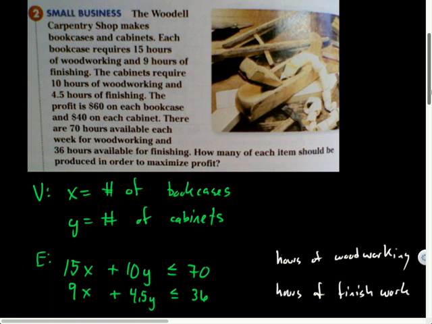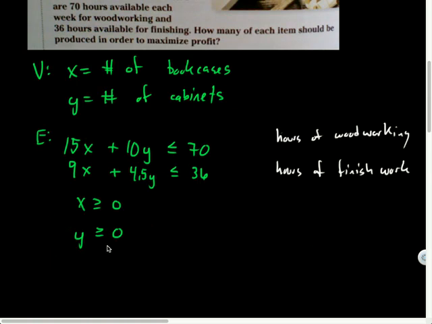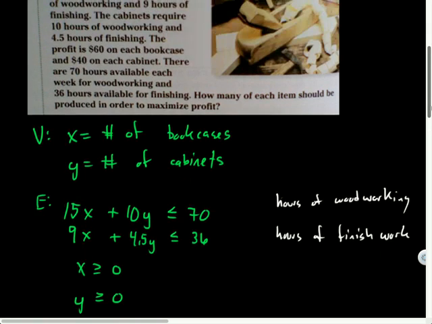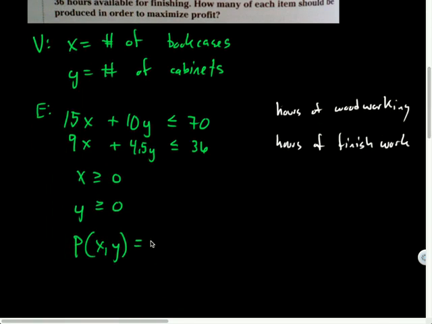And now let's write my equation. It's regarding profit, and I'm trying to maximize said profit. I earn $60 on each bookcase and $40 on each cabinet. So my profit, P of X comma Y, is going to equal, this is not an inequality, it's equal, 60X plus 40Y.